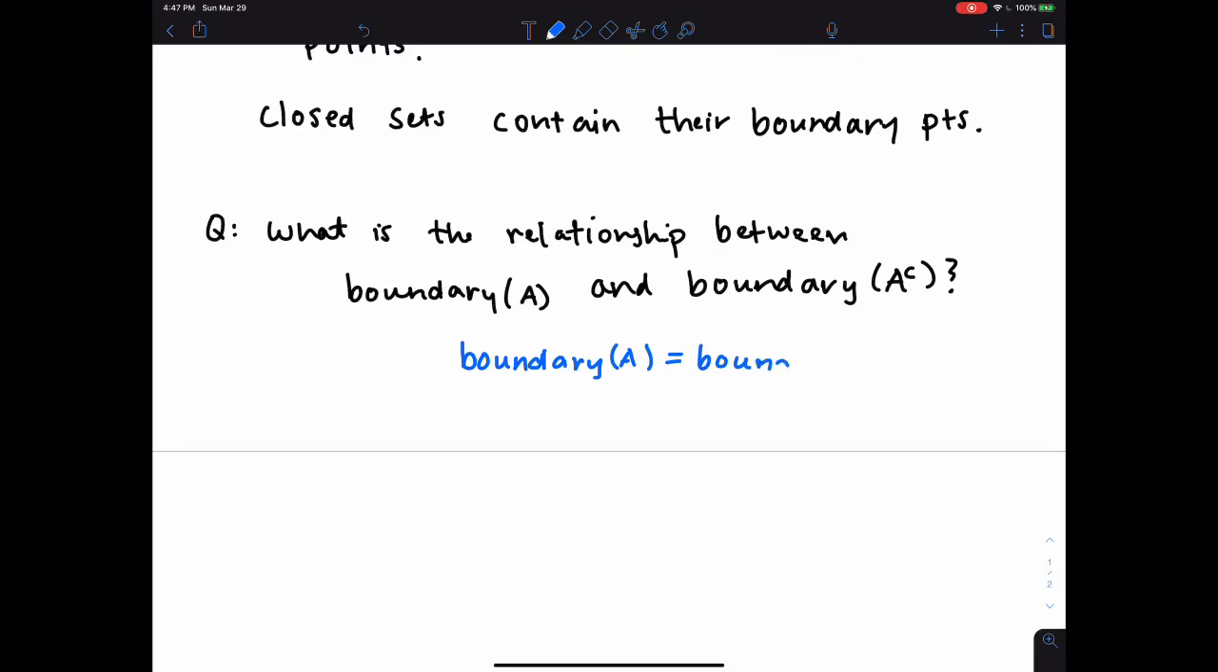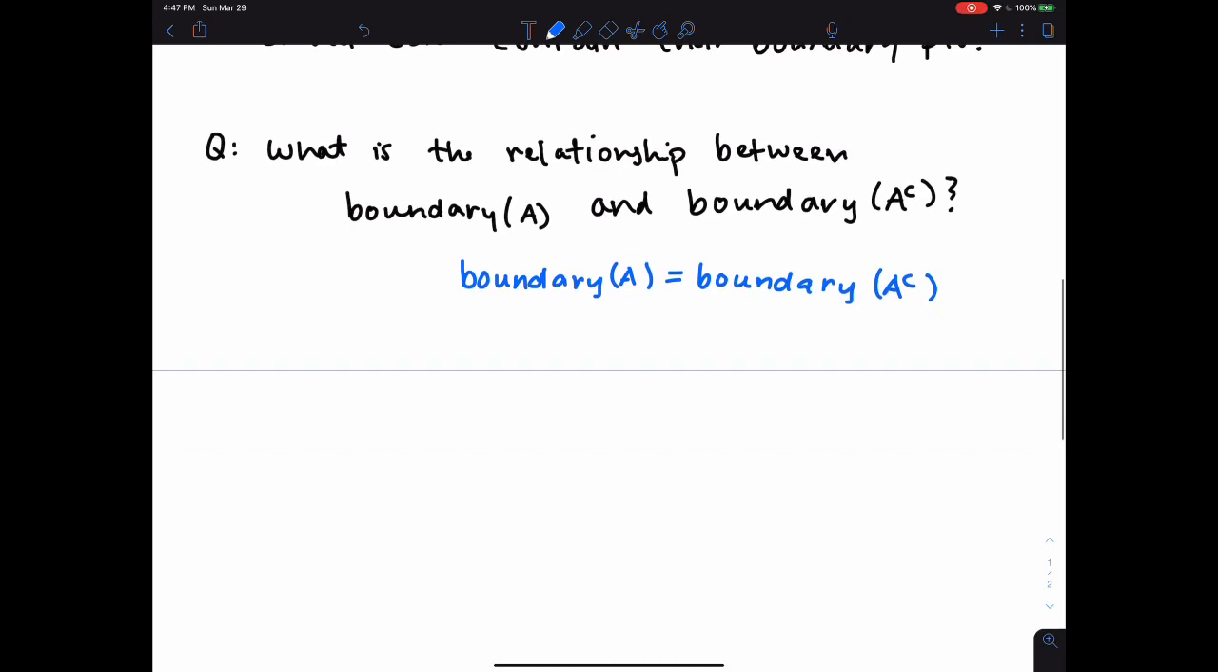I like to sort of think of this in terms of two houses, two neighbors, and there's a fence between them. One of the neighbors owns the fence, probably, but the fence is still a boundary between both houses. So if A contains its boundary, what can you say about A complement?